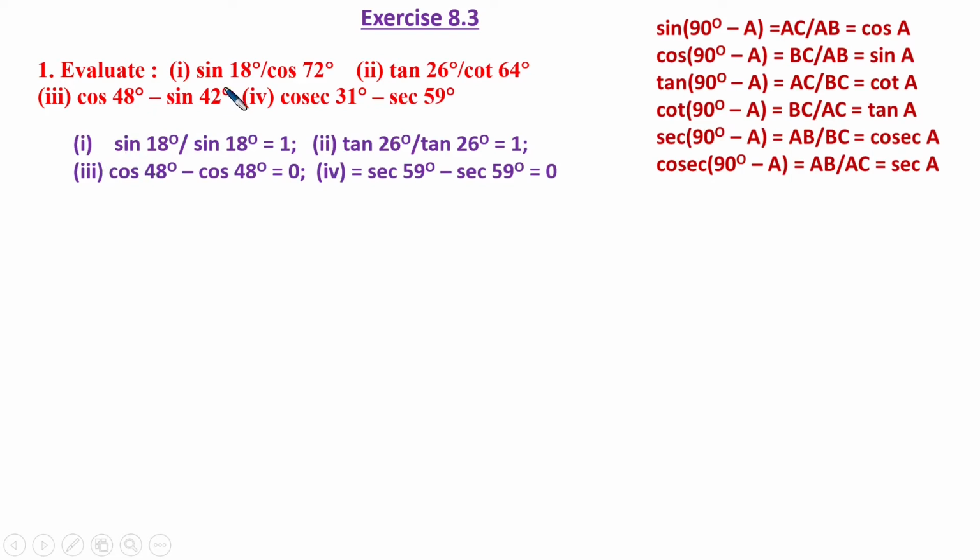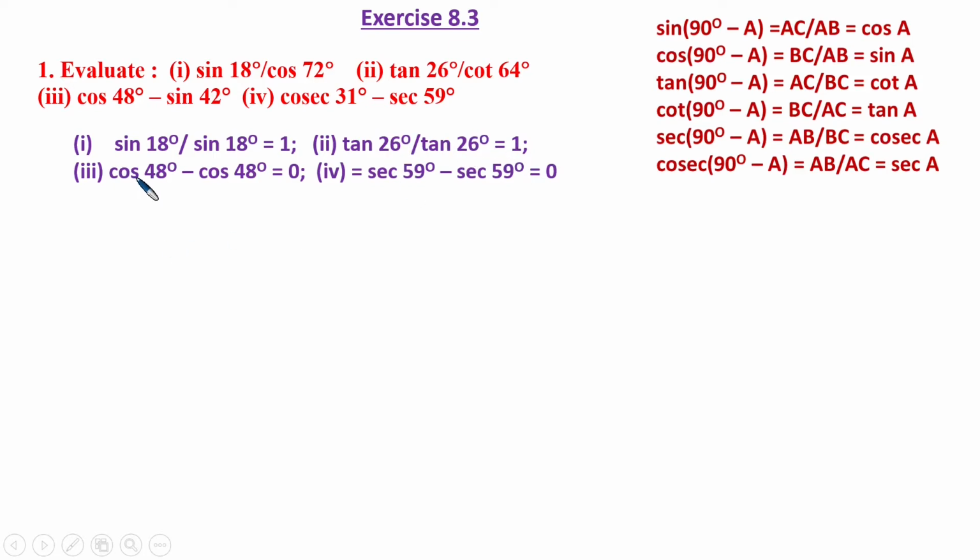For the first one, this is your cos of 72 degrees, and 90 minus 18 is 72. So I write cos of 90 minus 18, that is sine A. So it becomes sine 18. Similarly here also, cos of 26 and cot of 64, which is cot of 90 minus 26. And cot of 90 minus 26 is tan A, so I have written tan A. So this cancels, so it is 1.